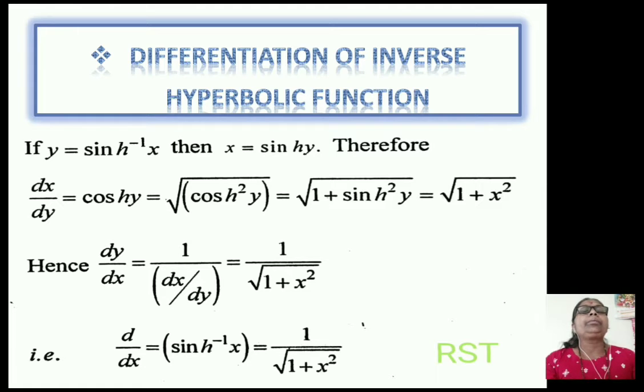Hence, dy by dx means 1 upon dx by dy. Hence, dy by dx equal to 1 upon square root of 1 plus x square. Thus, d by dx of y, that is sinh inverse x, equal to 1 upon square root of 1 plus x square.